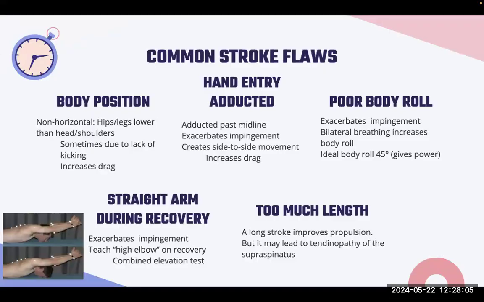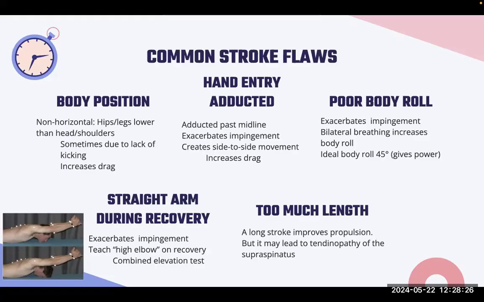Common stroke flaws. One is body position. We talked about not being horizontal, so we want to stay as flat as possible. Hand entry is adducted, meaning your hand is entering past midline, and that can make impingement worse because you're going into more internal rotation. Poor body roll. You ideally want your body roll to be 45 degrees as it gives power.